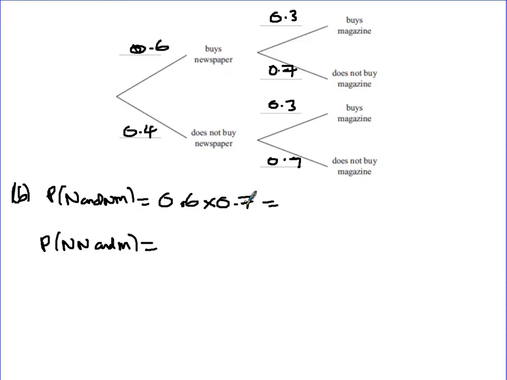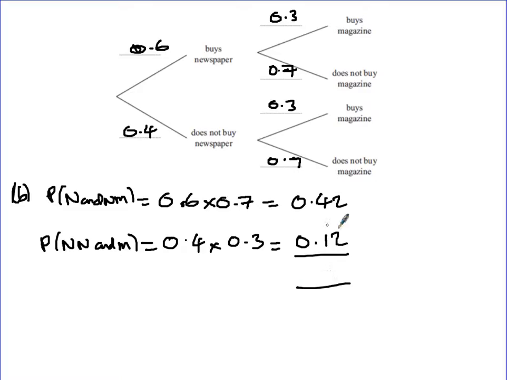So 0.6 times 0.7 is 0.42. And also the probability here of not a newspaper, which is 0.4, and then does buy a magazine, which is 0.12. And then we add those two together, which then gives us 0.54.